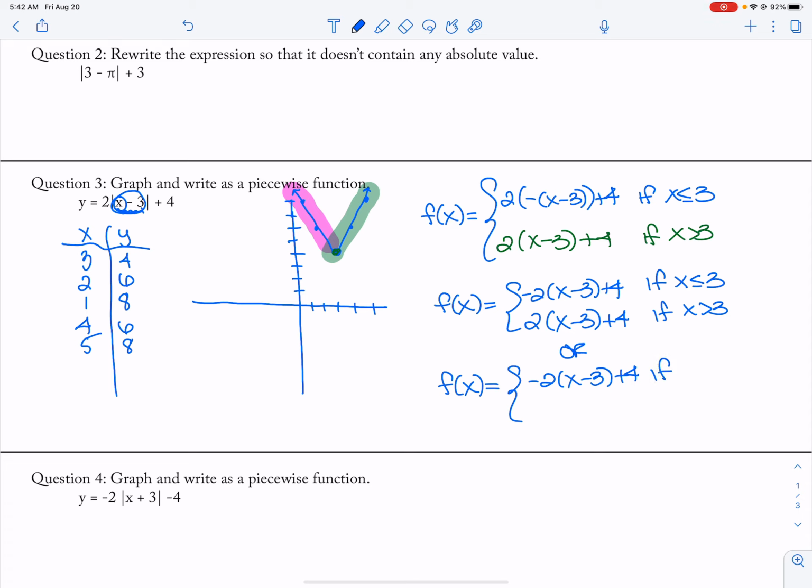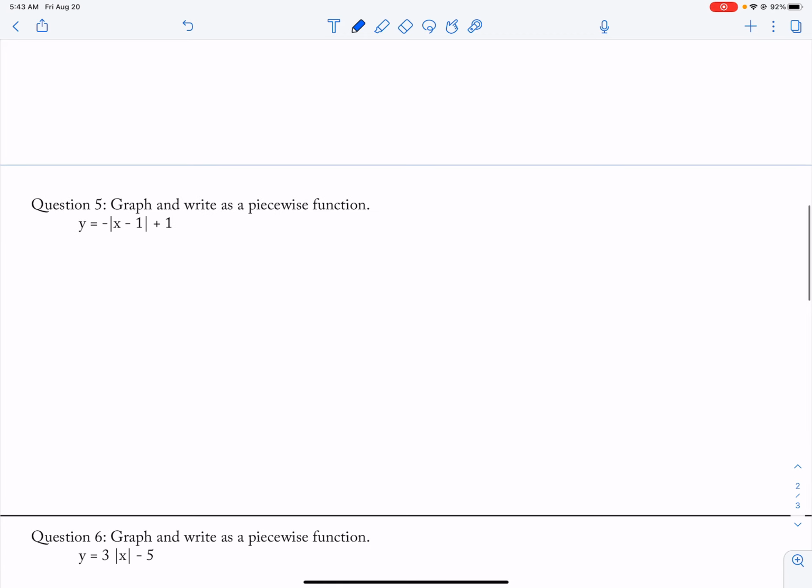So I could have chosen if x is less than 3, and then 2 times the absolute value of x minus 3 plus 4, if x is bigger than or equal to 3. So where I put that equal bar doesn't actually make any difference whatsoever. Okay? Do the exact same thing for question 5 here.